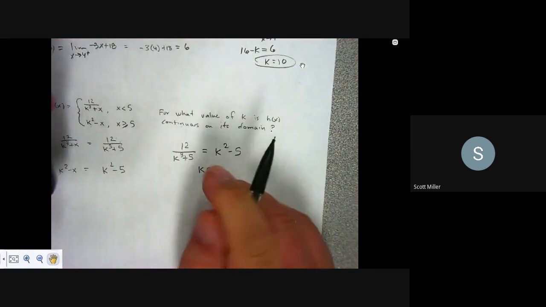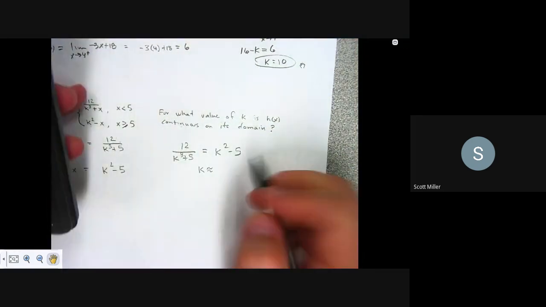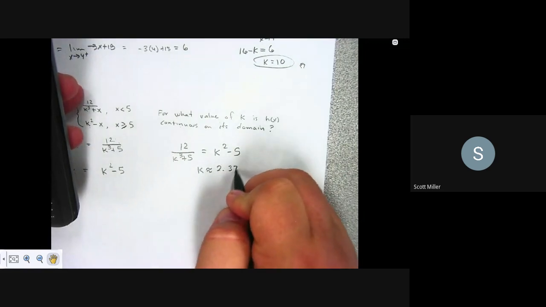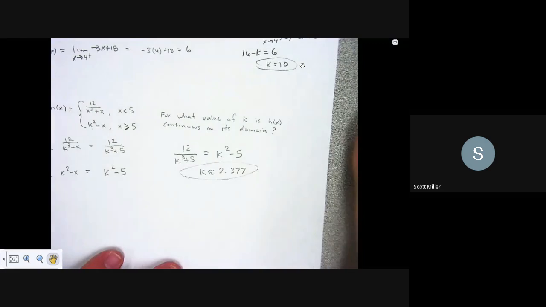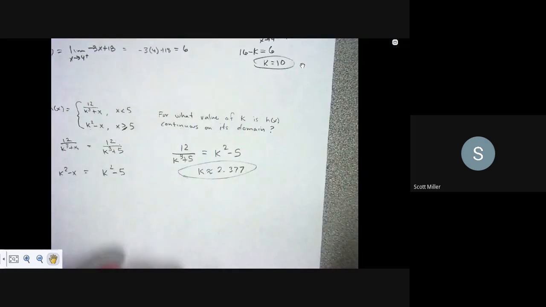What does K have to equal? K is approximately equal to 2.377. Then we round all of our answers again to 3 decimal places. Okay?